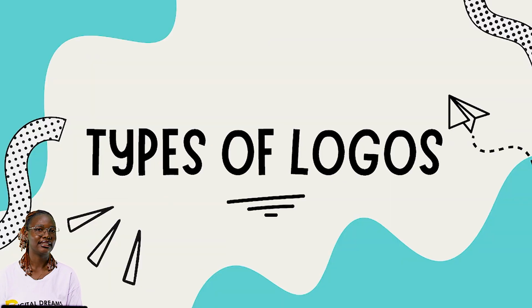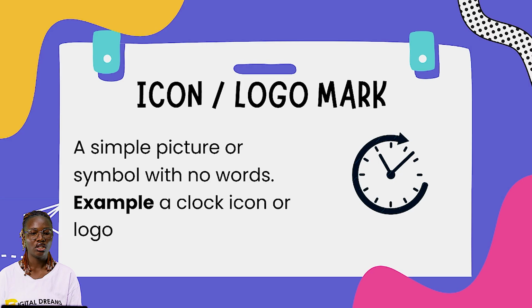So let's look at the types of logos. Now we have looked at why logos matter. Let's look at types of logos. The first one is the icon or logo mark, which is a simple picture or symbol with no words. Example, a clock icon or logo. This icon or logo mark doesn't have any word. It is just an icon or a symbol, with no word attached to it.